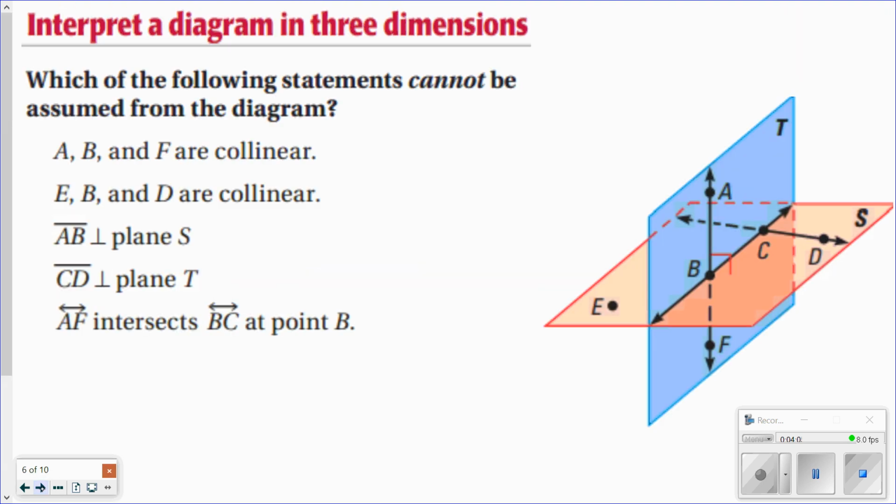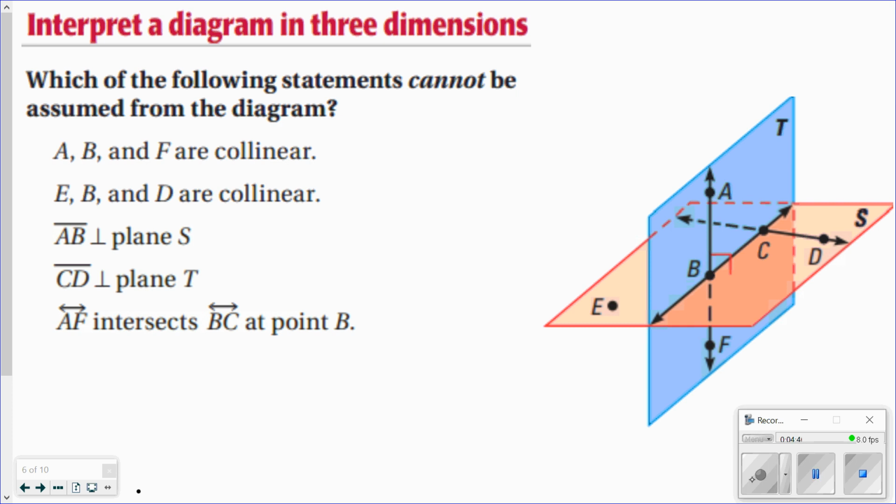Interpret a diagram in 3 dimensions. Which of the following statements can be assumed from the diagram? There are certain things that can be assumed and cannot be assumed. Assume just means by looking at the diagram, we can say that this is true. If it's not in the diagram, we cannot assume that it's true. So for example, A, B, and F are collinear. So if I look at points A, B, and F, are those points collinear? They are. So this can be assumed.